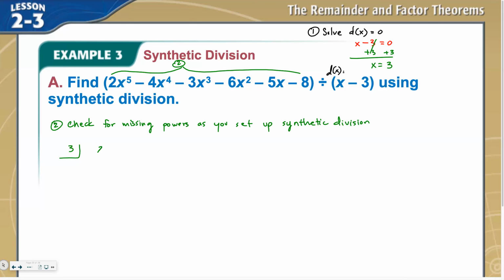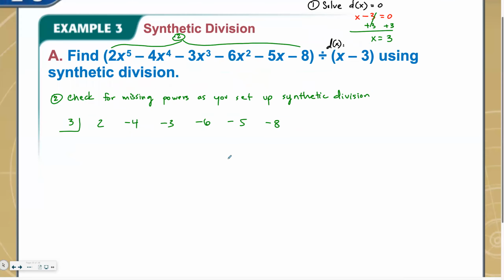So when I write out the coefficients 2, -4, -3, -6, -5, and -8, some of you may have done this in Algebra 2. Others did not. Just depends on your teacher. I'm going to leave a gap and then draw a line across. We're going to have to fill in numbers here, so make sure you leave yourself a space.